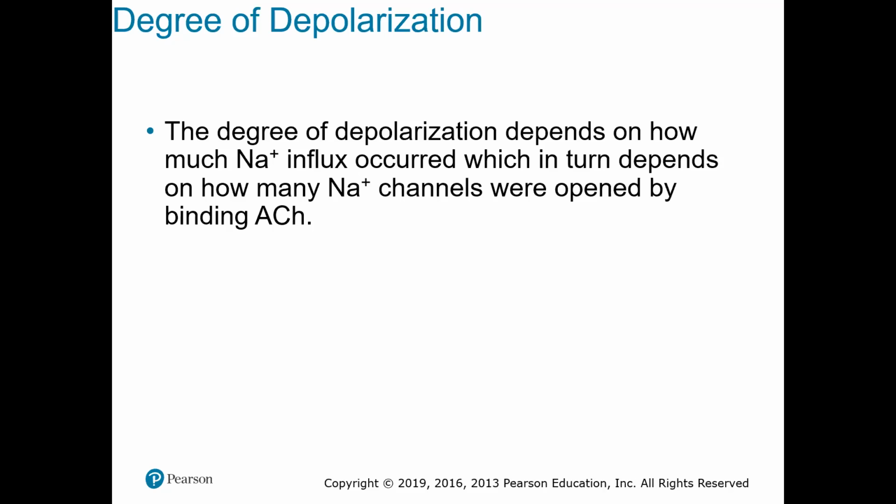Depolarization depends on whether or not an action potential occurs. Depolarization of the muscle cell depends on how many channels were opened by acetylcholine. Did we have enough acetylcholine? If we had enough acetylcholine to open up the sodium channels on the motor end plate so that we hit threshold, then we are going to run and run and run. That depolarization wave will run through the entire muscle cell until it's done.